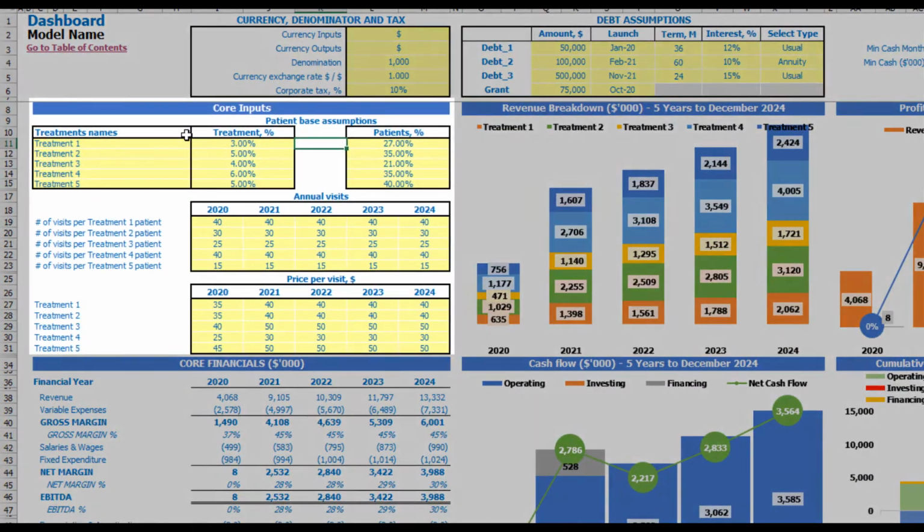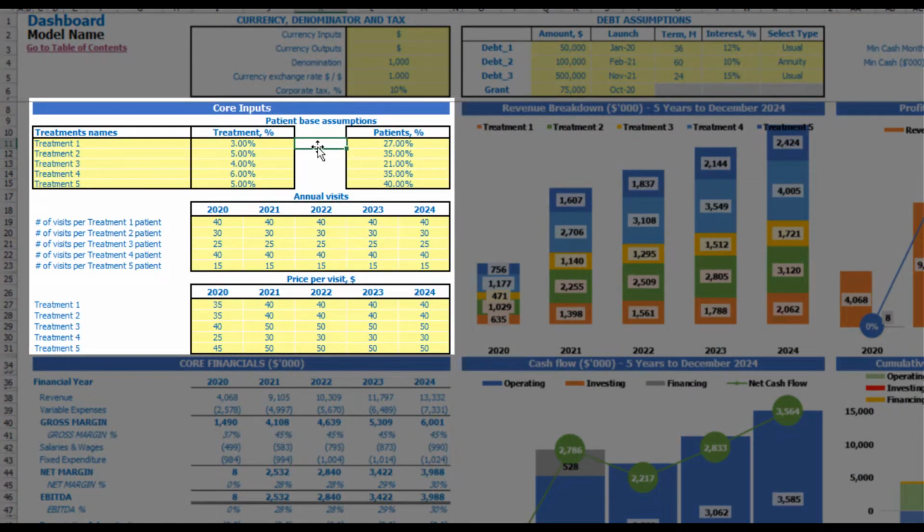The next set of assumptions is patient-based assumptions. So in here, you may input up to 5 different treatment names, for example, treatment A, treatment B, whatever name you need for your model. And here you may input what is the percentage of population that needs this treatment. In other words, percentage of patients based on the total population.